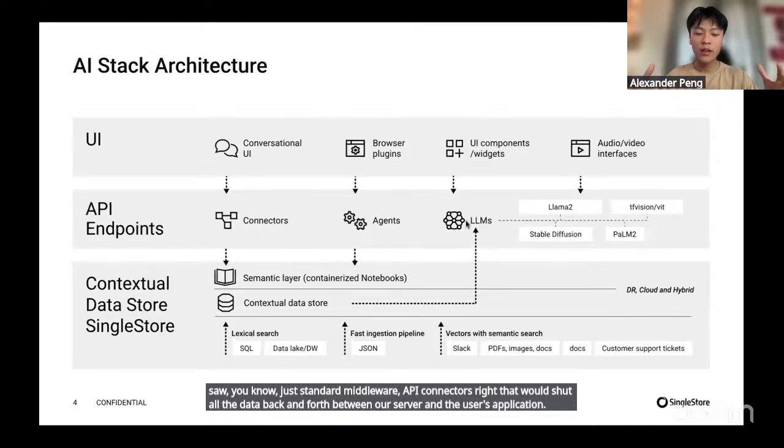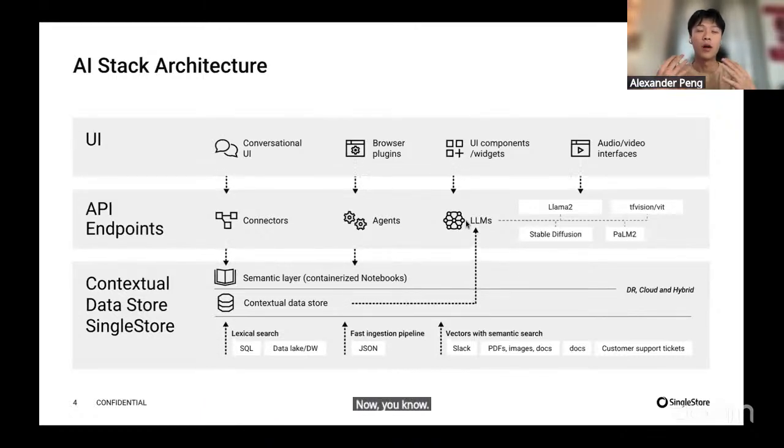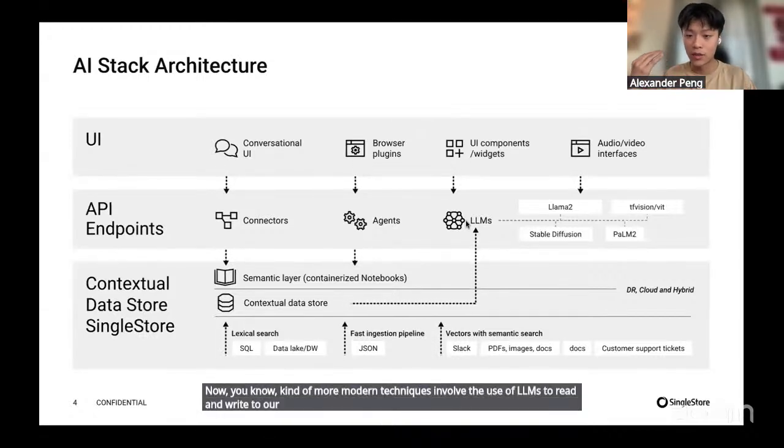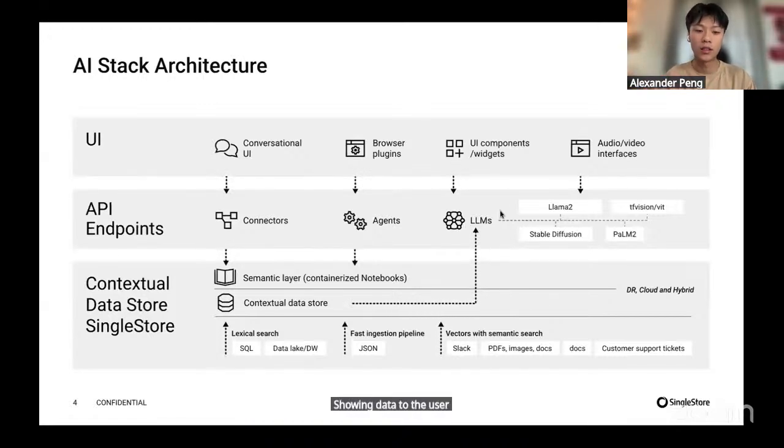Now, more modern techniques involve the use of LLMs to read and write to our contextual data stores, and then even using agents to perform multi-step tasks, to perform research, and to fan out tasks to sub agents before showing data to the user or writing to the backend database, right? All of these connectors and endpoints all feed into one contextual data store, right?